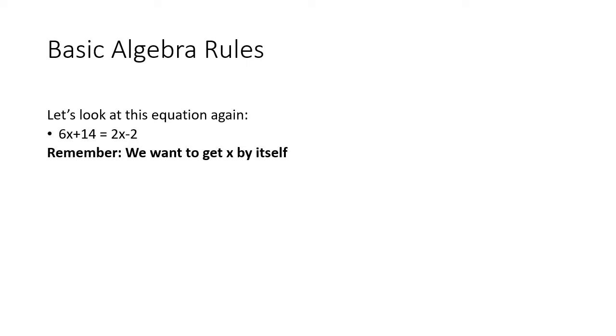Okay, so remember, we want to get the x by itself. Now, what we could do, we see we have a 14 over here, and we have a negative 2 over here. So we can maybe add the 14 to the negative 2. Or combine them, I should say, not add. So we just move it over, and we have 6x equals 2x minus 2 plus 14. So why? Okay, so that seems easy enough, right?